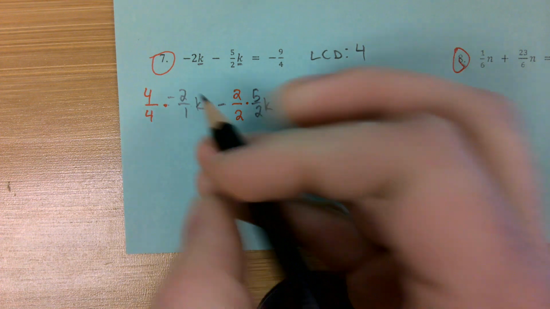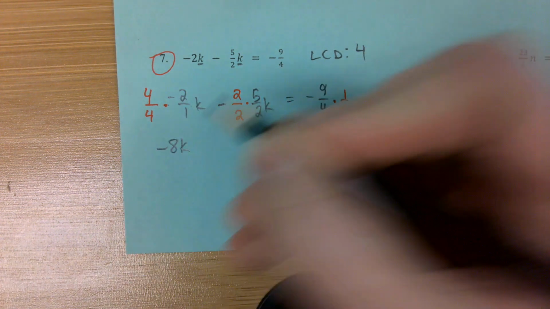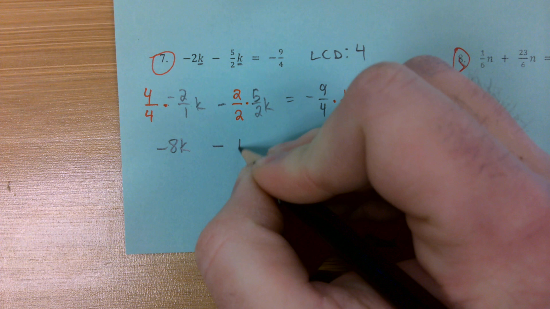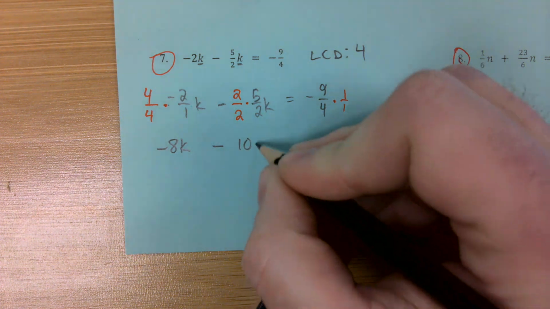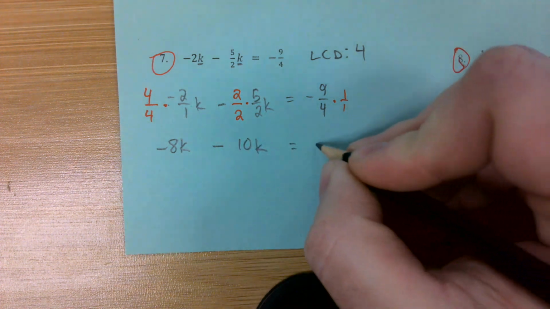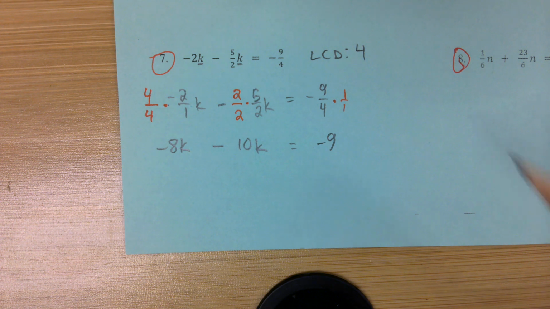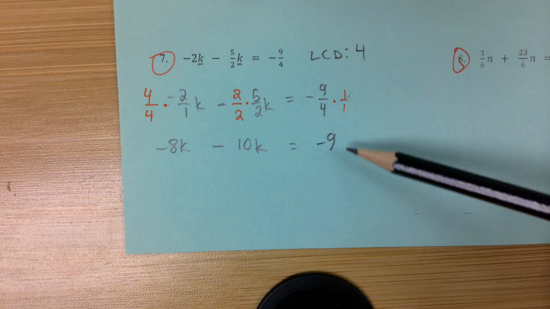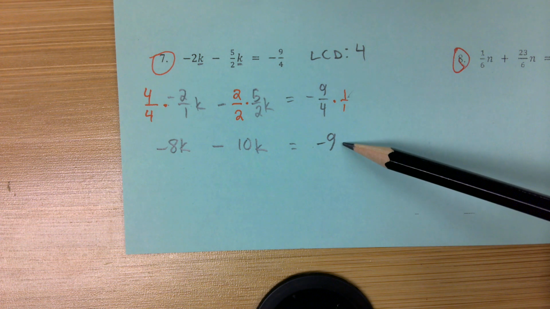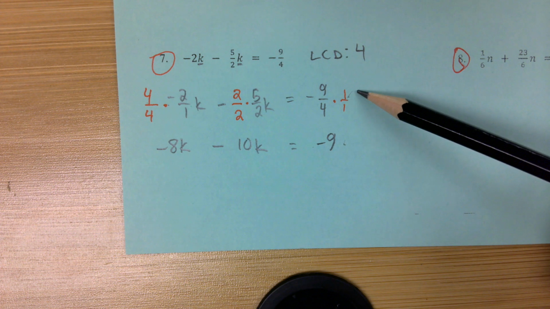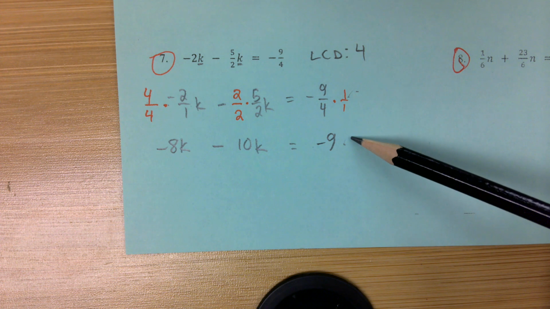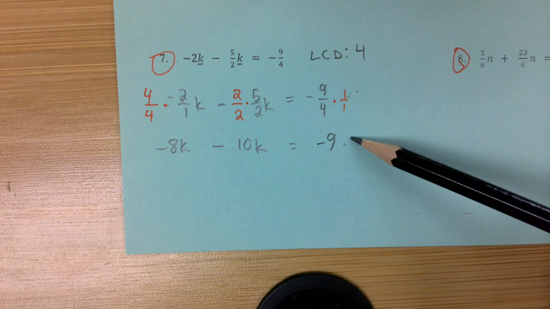4 times negative 2 gives us negative 8k minus 10k equals negative 9. How did I get from here to here? Can someone help me? How did I get from this step to this completely different looking equation all of a sudden? Hannah, what did we do?